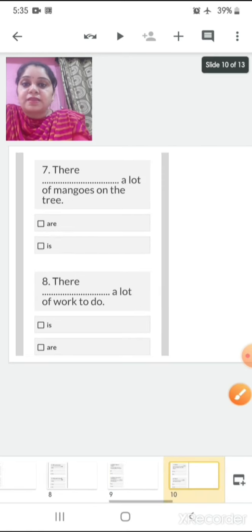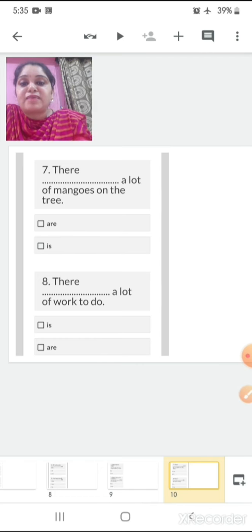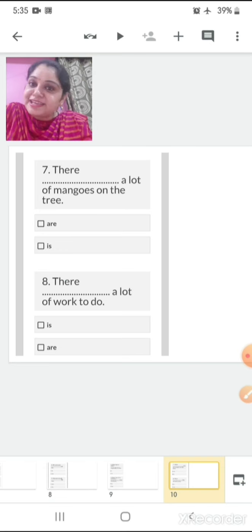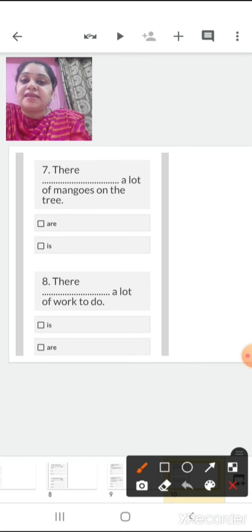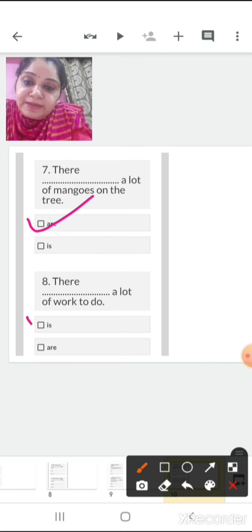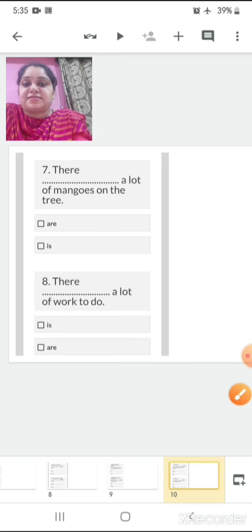Next. There dash a lot of mangoes on the tree. This is very easy. Any one of you can tell that there are a lot of mangoes on the tree. There dash a lot of work to do. There is or are? There is work, it is always unitary. Next.